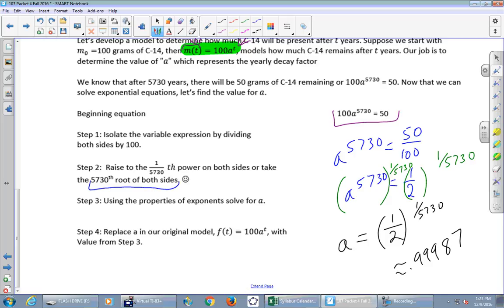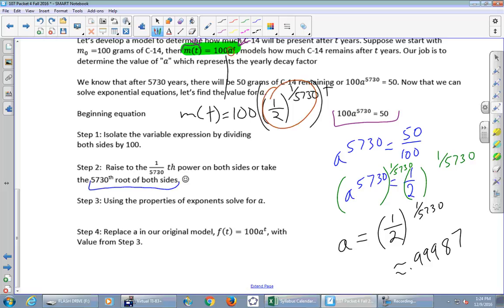And it's always just going to be 1 over whatever that number of years is. And so if I put this back into my formula here, we get 100 times, we've discovered A is that number right there, the 1/2 to the 1 over 5,730. But it is still being raised to the T. I'm going to circle A there, A there. Still raised to the T, right? Looks complicated, but it's the same 100A to the T.